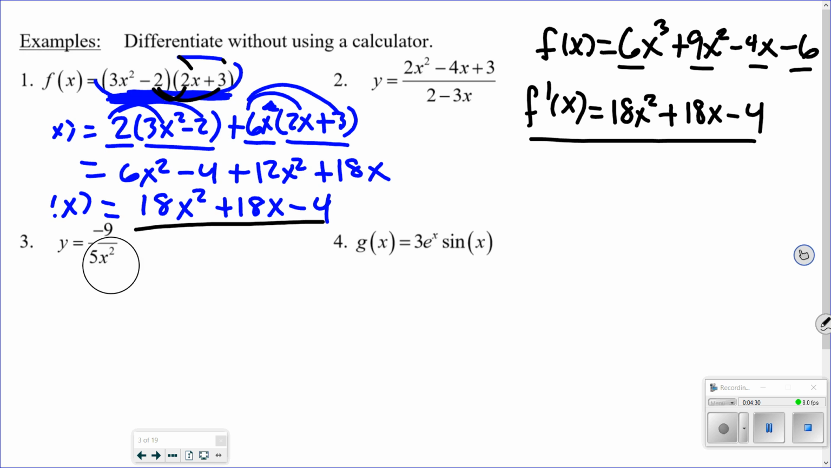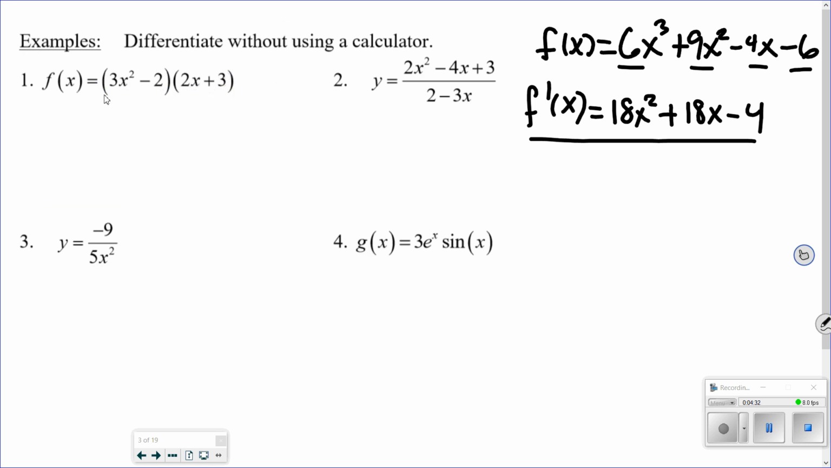I want to look at number 4 real quick. So if you guys will go down to number 4. So I have g of x equals 3 e to the x times sine of x. I have two separate functions that are multiplied together. I have 3e to the x, and I have the sine of x. There is no way to simplify that. I can't multiply that out and do it term by term. So on that problem, I have to do the product rule. I don't have a choice, like number 1. So let's go ahead and do that. Let's just do number 4, then we'll go back and do the quotient rule.